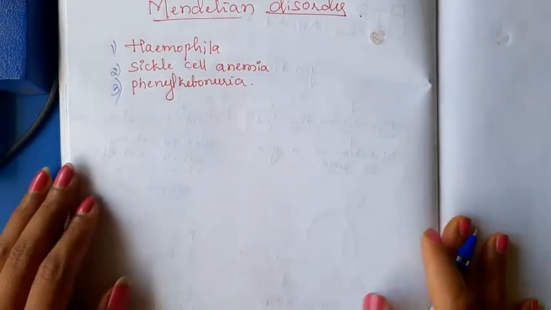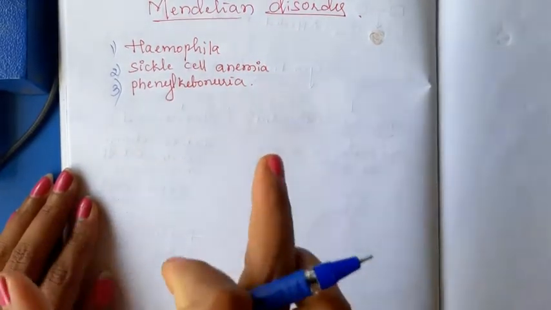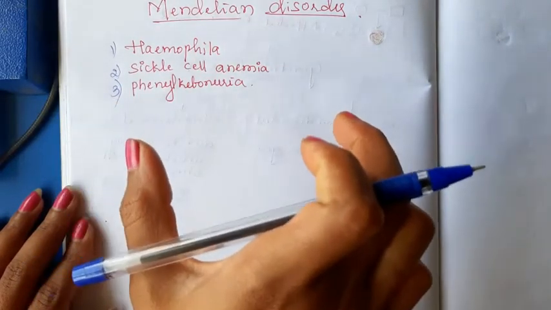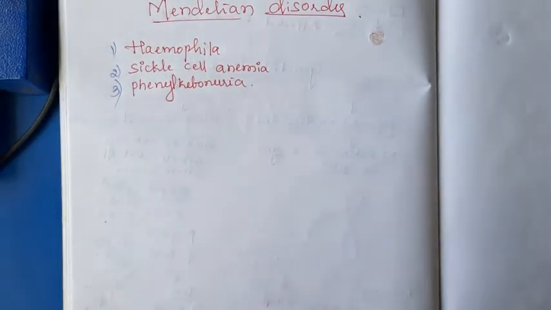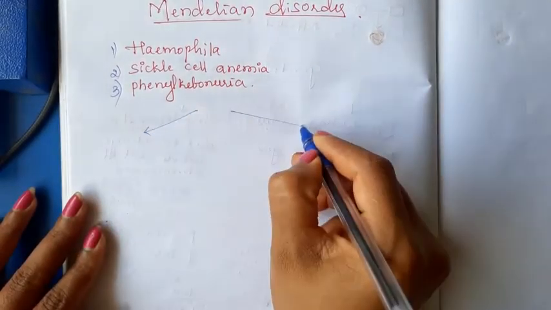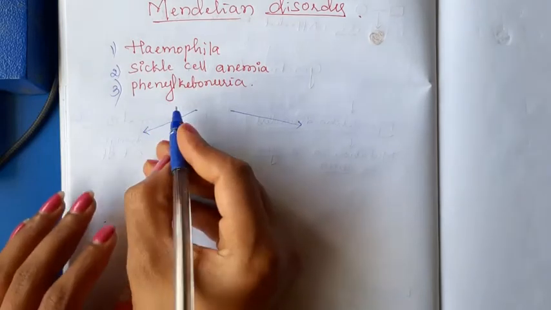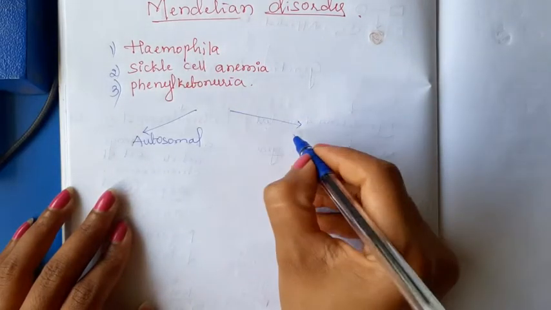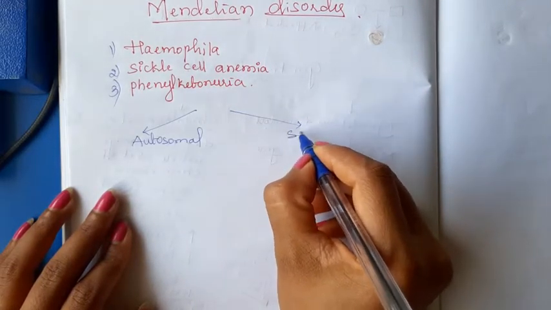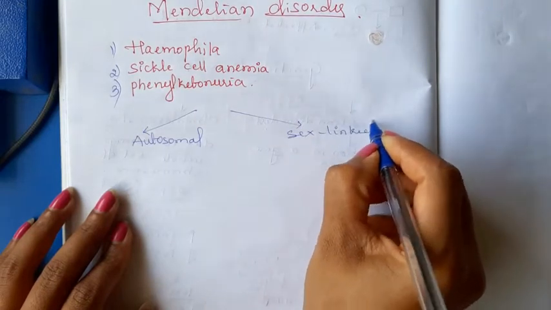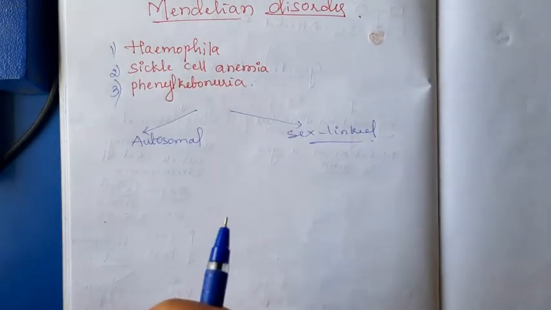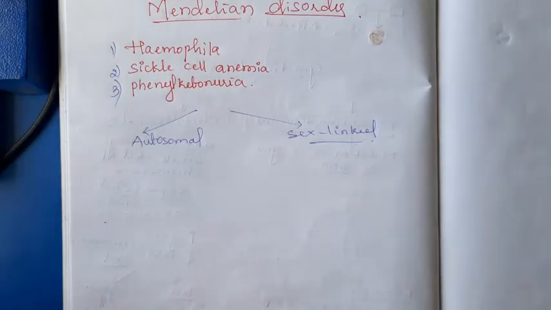The diseases can be of 4 types. In Mendelian disorders, the change is in the gene of 2 kinds of chromosomes. It may be an autosome or it may be a sex chromosome. Autosomal disorders and sex linked disorders. Autosomal disorders in the sense any change in the autosome or the body chromosome which causes autosomal disorders.